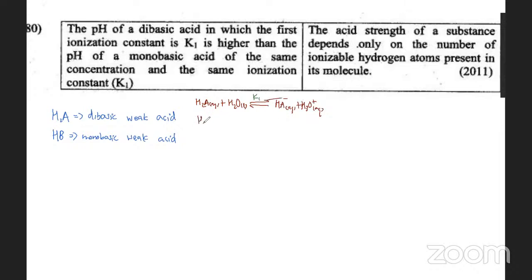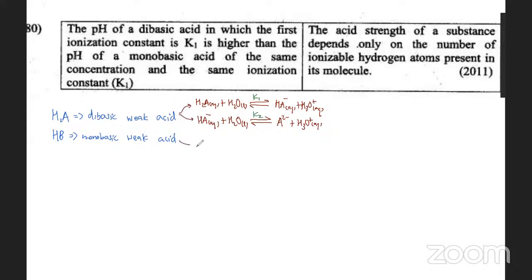This will also dissociate a little bit, not as much as the first one, of course, but it will still dissociate, and finally we will have A2 minus and more H3O plus. We'll take this as K2. We don't know what K2 is. What I'm trying to say is H3O plus is not released only during the first dissociation. Some more H3O plus will be released by the second step as well. So these are the 2 steps for the dibasic weak acid.